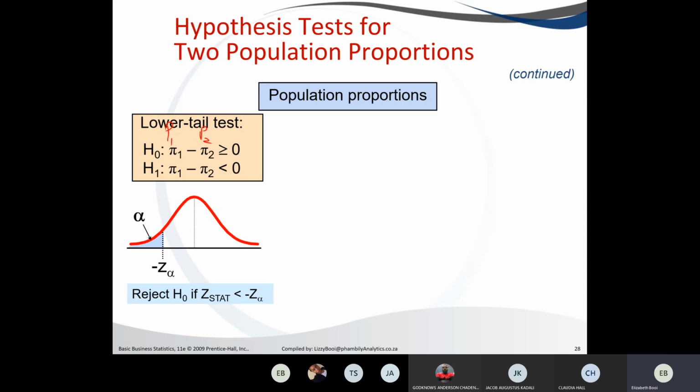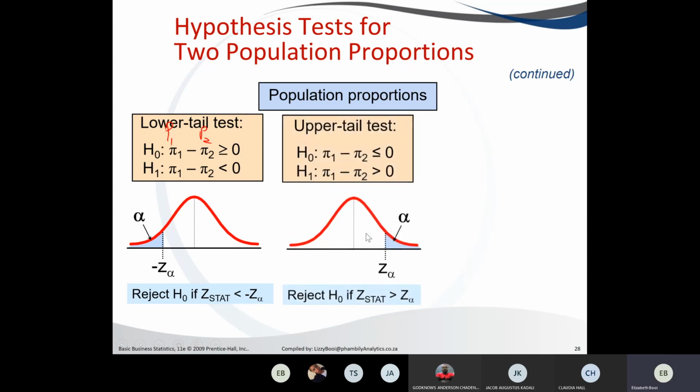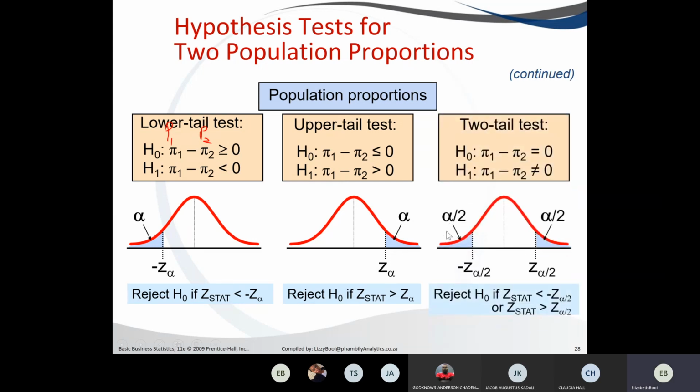And therefore, we have only one rejection area, and we can reject the null hypothesis if our Z statistic is less than our critical value. And we do the same when it's less than. The alternative will say it's greater than, and our rejection area will be on the right. And this is a one-tailed test as well. And for a two-tailed test, we have two rejection areas. And for this purpose, we are able to reject if it falls within any of those two rejection areas.